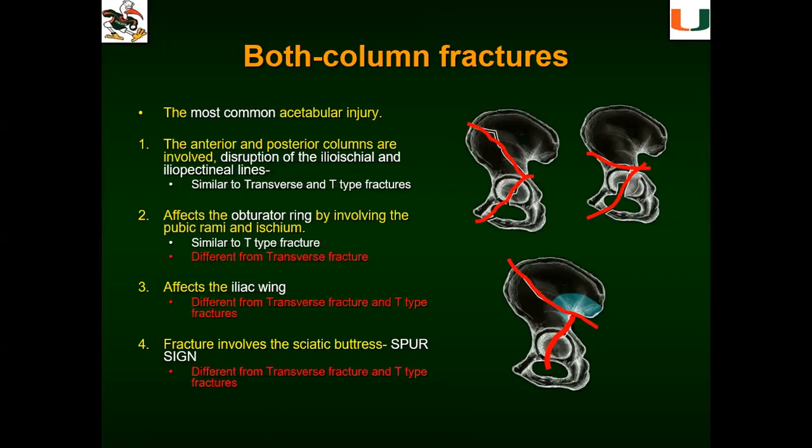Okay, so if you have disruption of the ilioischial and iliopectineal line, it can happen in any of the three types. However, if you have involvement of the obturator ring, you can see that with a both column fracture and a T-shaped fracture, but not in a transverse fracture. If you have involvement of the iliac wing, that's usually the domain of a both column fracture, but that's usually not seen in a transverse fracture or a T-shaped fracture. And then you look for that spur sign, which again should be absent in both the transverse fracture and a T-shaped fracture. So again, in all three patterns, you may see disruption of the ilioischial and iliopectineal lines, but then you use the obturator ring, you use your iliac wing, and you use the appearance of the spur sign to help tease them out.